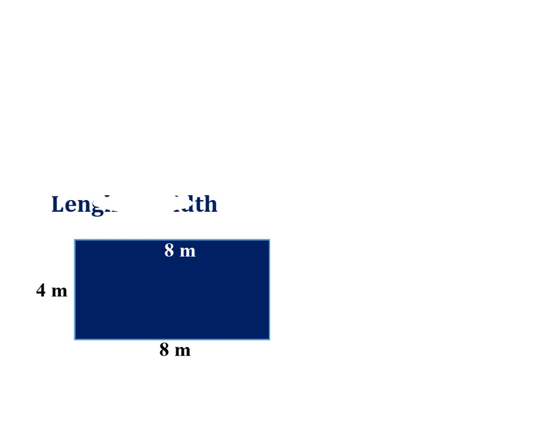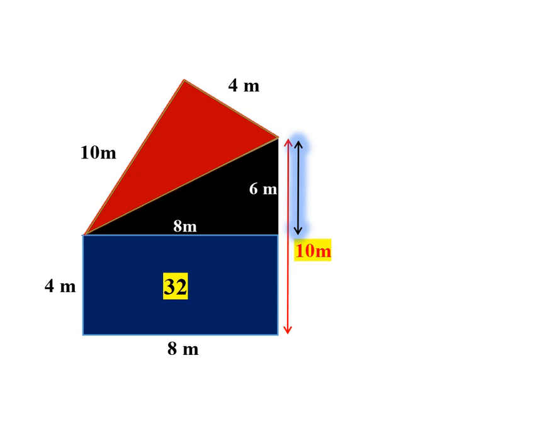And the area of the rectangle is length times the width. So length is 8 meter and of course the width is 4 meter. Indeed, the total area of the rectangle will be 32. Now, let's go for this black triangle.